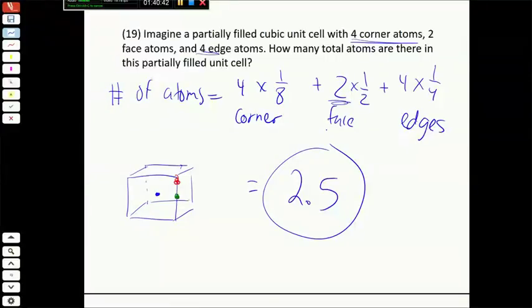So it's 1/8 times however many corners we have, which in this case is 4, because this is partially filled. So remember these 3 numbers though: 1/8 for a corner, half for a face, 1/4 for the edges, and then the last type, which isn't in this problem, is if you have an atom that's completely inside of the unit cell, either in the body-centered position or any of the positions that are inside of the cell, that counts as a full atom. It's not shared at all.